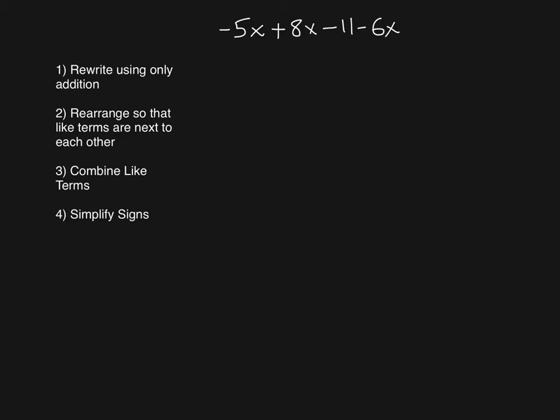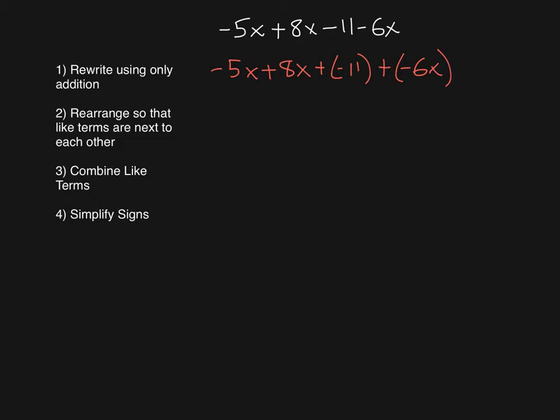And remember, we learned how to do this when we were subtracting positive and negative numbers. So I can rewrite negative 5x, that's not going to change, plus 8x, that's already addition, so that stays. And now this minus 11, I'm going to change that to plus negative 11, and negative 6x, or minus 6x, is going to become plus negative 6x. So see, now we have this problem where it's just addition. We're only adding these different terms together.